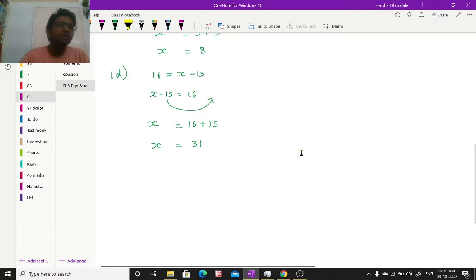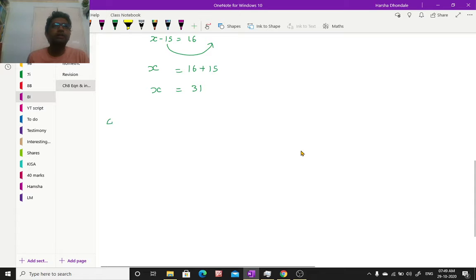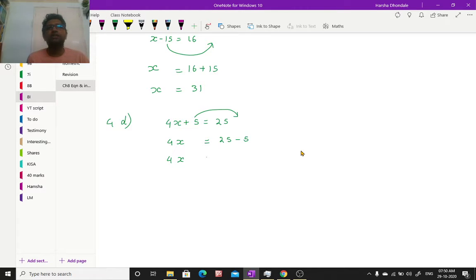Next problem that we'll be solving is 4d, and the question is 4x plus 5 is equal to 25. Right, so the unknown is already on the left hand side, so send everything that is known to you on the right hand side. Plus 5, I'll send it here. It becomes 4x is equal to 25 minus 5. So 4x is equal to 20, and then 4 5s are 20, so therefore x must be 5.